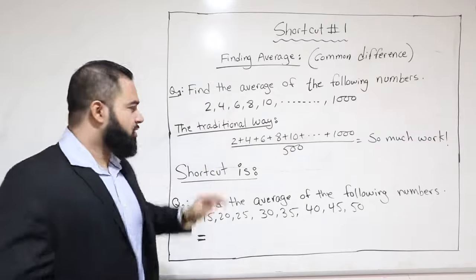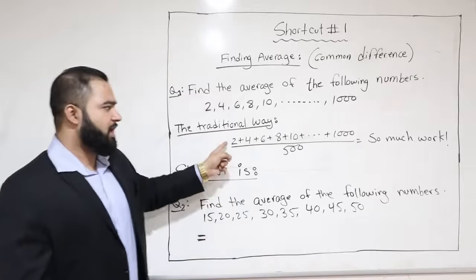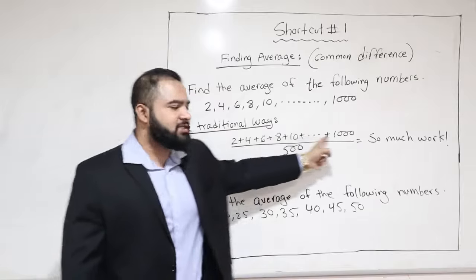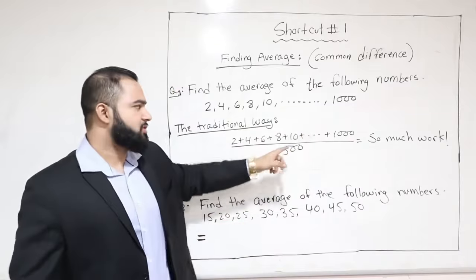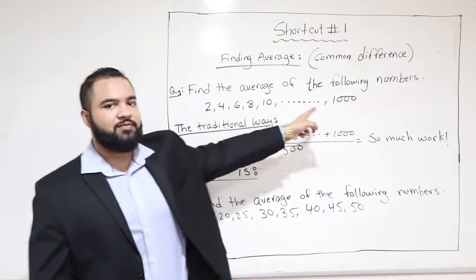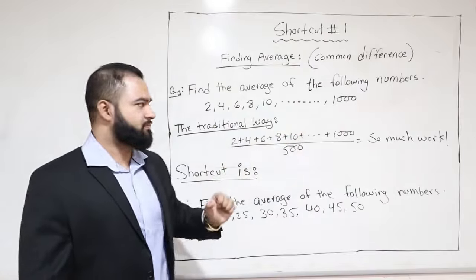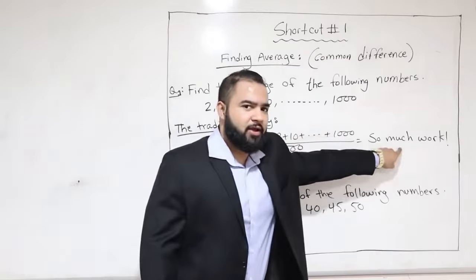Now the traditional way of finding average is we'll have to add all these numbers and divide it by the total amount of numbers, which is 500. There are total 500 even numbers from 2 to 1000. So that's so much work.